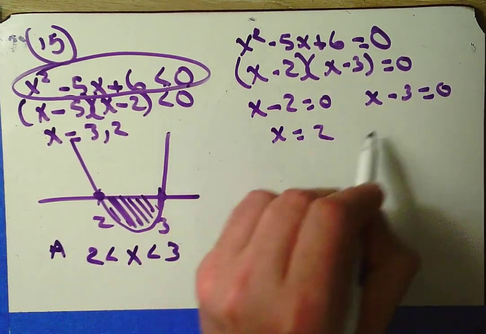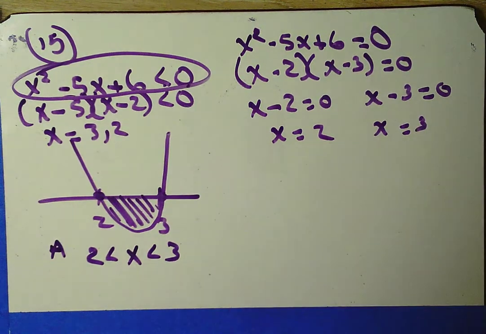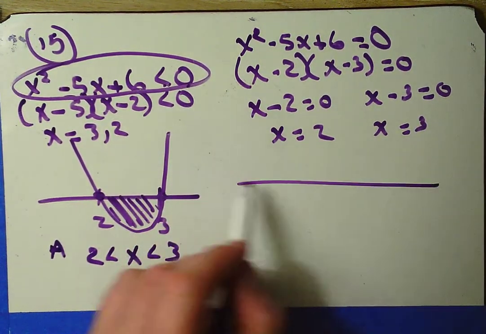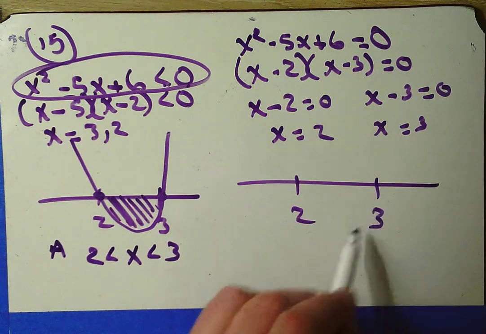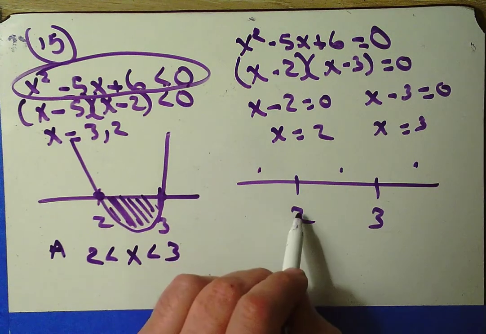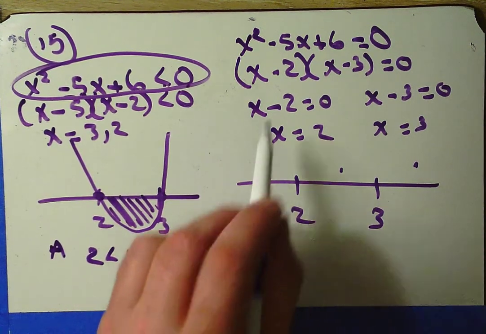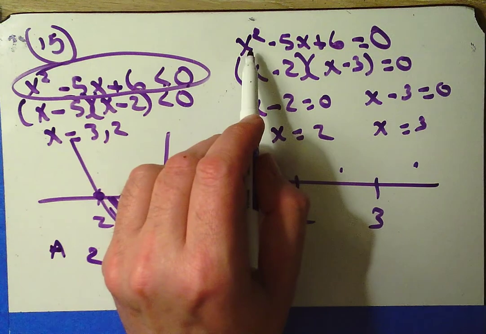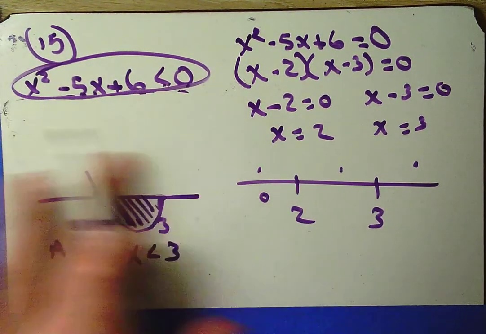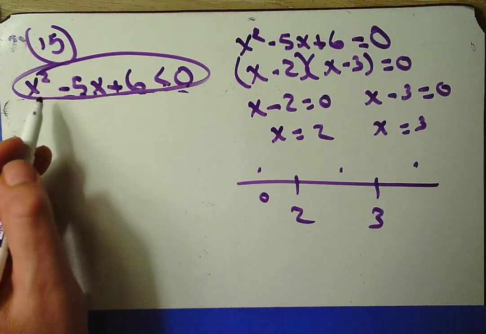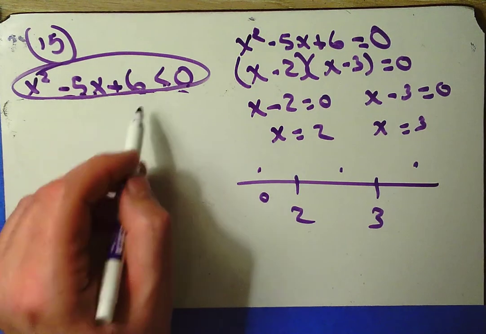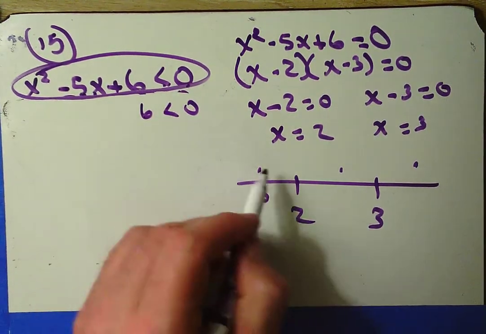You'll get x equals 2 and x equals 3. Okay, so if we take those values and put them on a number line, and then test these intervals. So a number that's less than 2 is 0. I'm going to plug a 0 into the original inequality. I'm going to have 0 minus 0 plus 6. Is 6 less than 0?